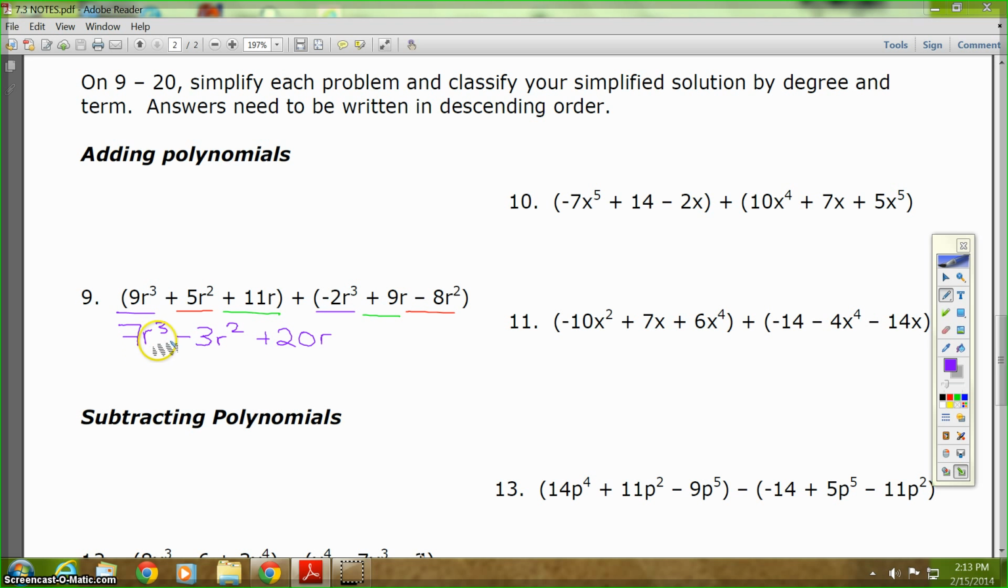Answers need to be written in descending order. So I do have it in descending order from r to the third, r to the second, down to r to the first.